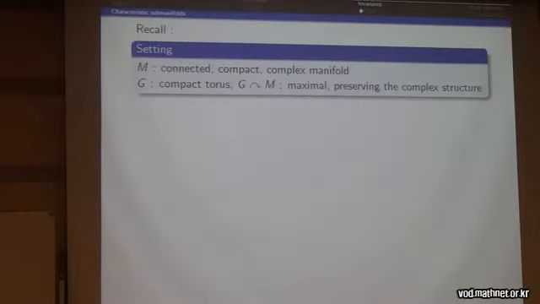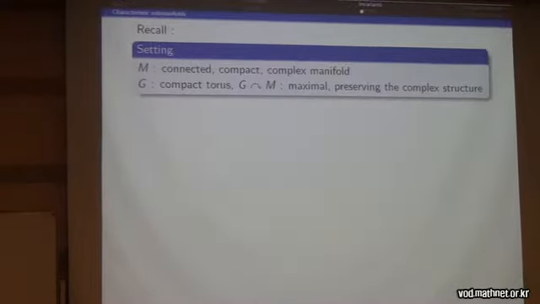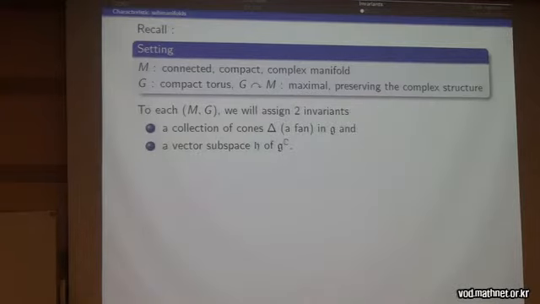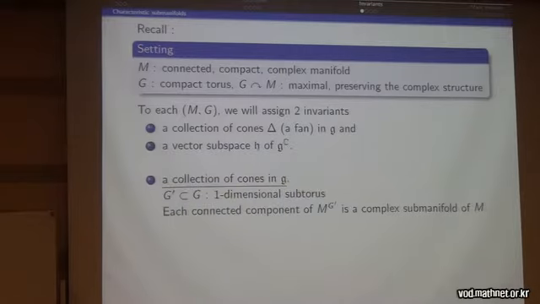Okay, let's return to our general situation. Let's recall our setting. M is a connected compact complex manifold, and G is a compact torus acting on M maximally and preserving the complex structure. We will assign two invariants to (M, G). One is a collection of cones in g, the real Lie algebra of G, as in toric geometry. The other one is a vector subspace of g_C, the complexified vector space of g. First, I would like to explain how to assign the fan to (M, G).